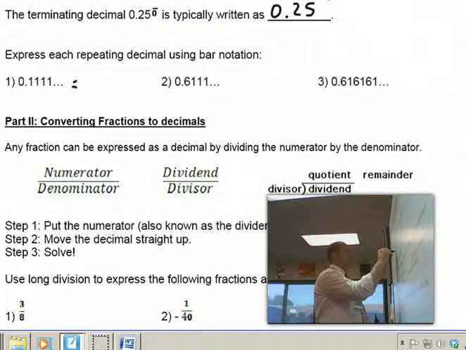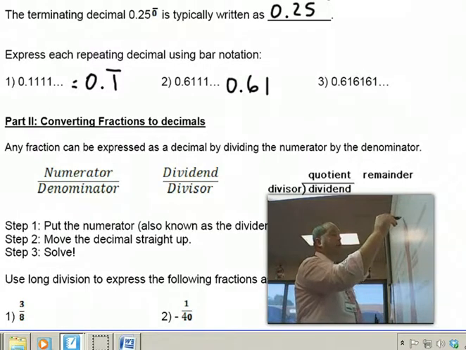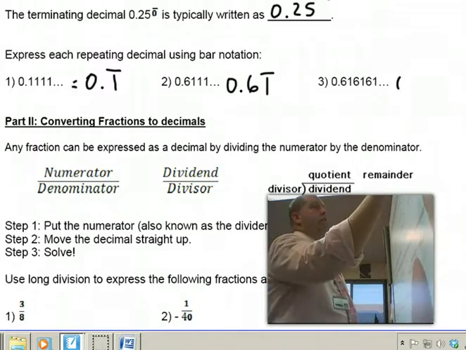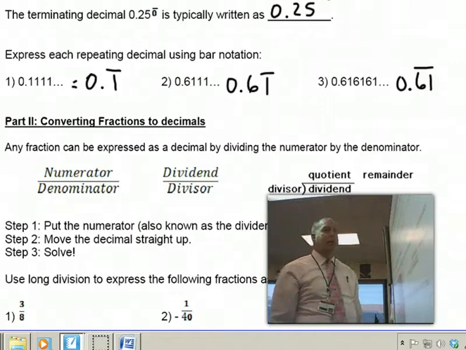So for number 1, it's 0.1 with a bar over it because the 1 repeats. And number 2, 0.61 with a bar only over the 1 because the 6 doesn't repeat. And in number 3, 0.61, and make sure the bar goes over the 6 and the 1.